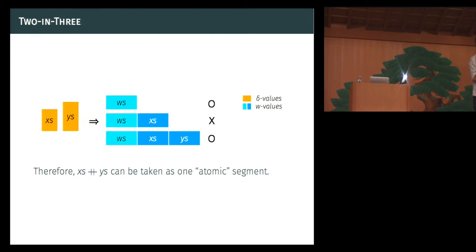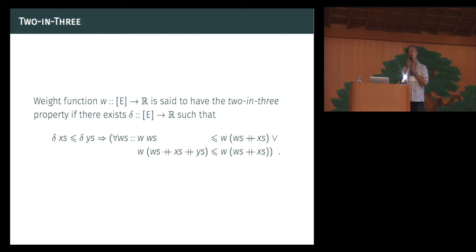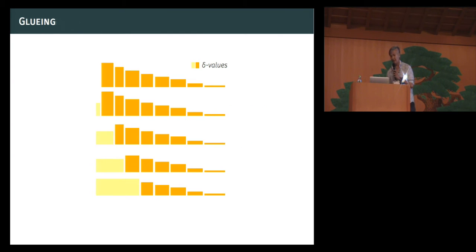And also when that happens, this xs and ys can be seen as one atomic block. So it's either kept together or thrown away together. Okay, if we have this property, then this is one thing we can do. That's the same property written formally. Now, if we have that property, we can organize the currently optimal prefix as a list of blocks in strictly decreasing delta value.